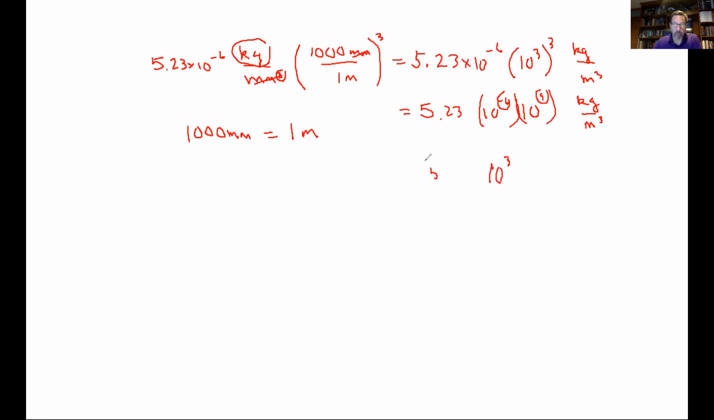So 5.23 times 1,000, essentially, kilogram per meter cubed. You can write it that way if you want. That's the same as 5230. This 3 says you move the decimal point over 3 places, and that's the answer right there. Does that do what you needed?